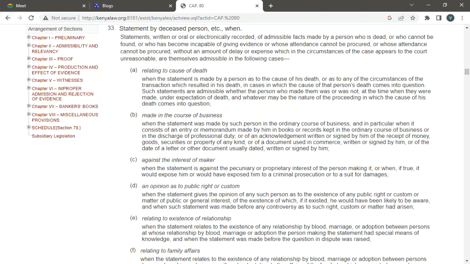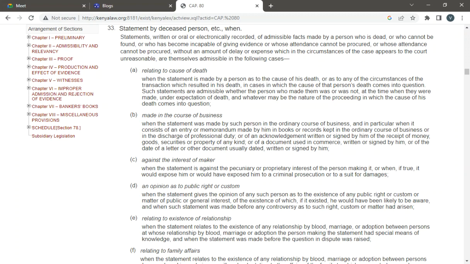So if you look at section 33, it says statements by a deceased person will be admissible. In this scenario, statements written or oral or electronically recorded, of admissible facts, made by a person who is dead or who cannot be found or who has become incapable of giving evidence or whose attendance cannot be procured without an amount of delay or expense which in the circumstances of the case appears to the court unreasonable, are themselves admissible in the following cases.